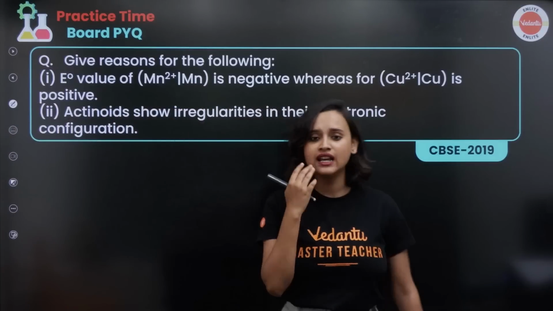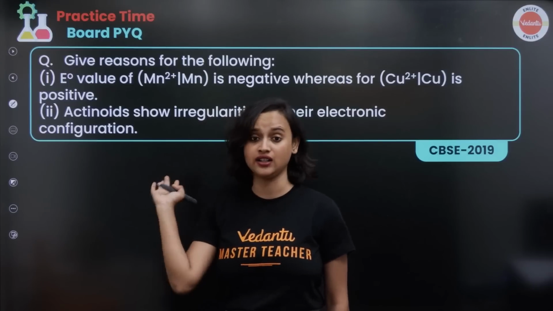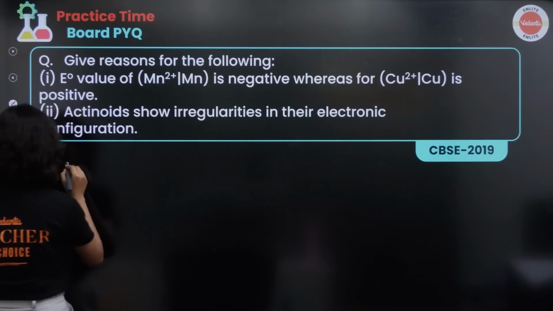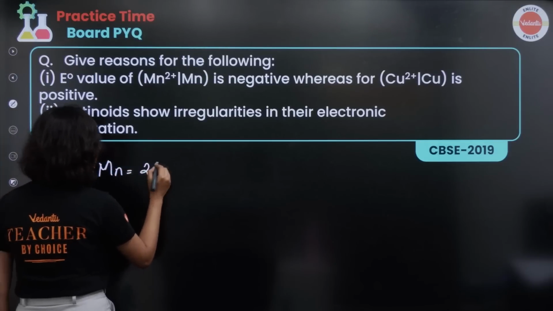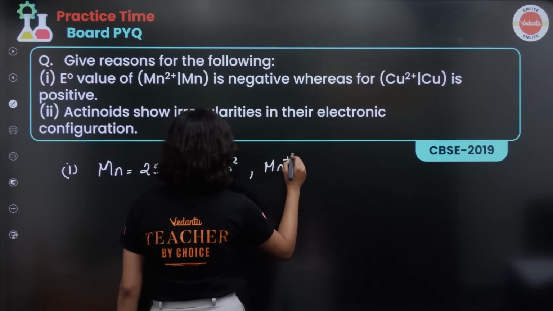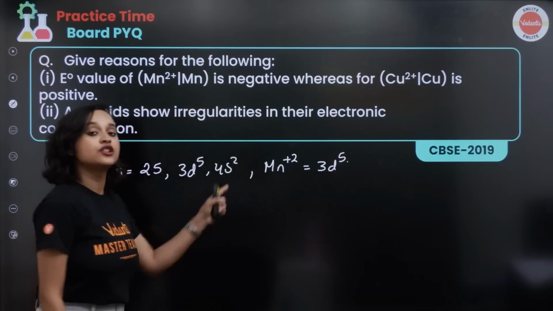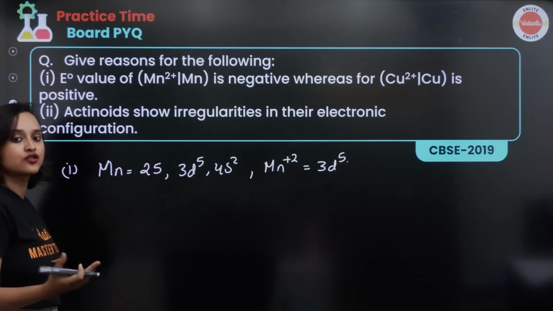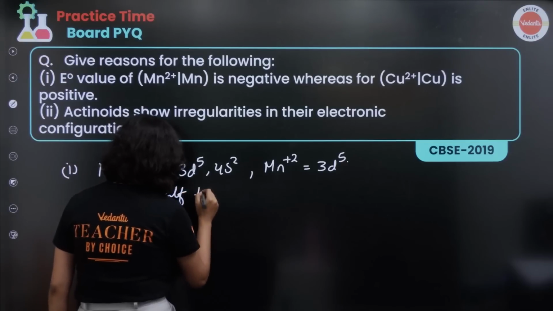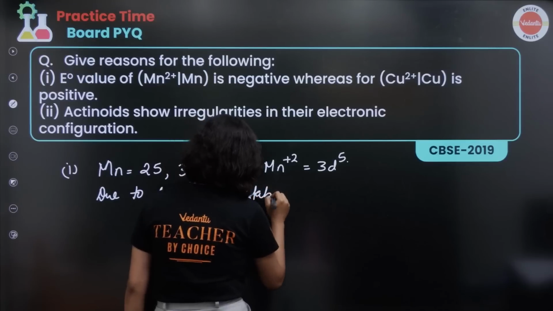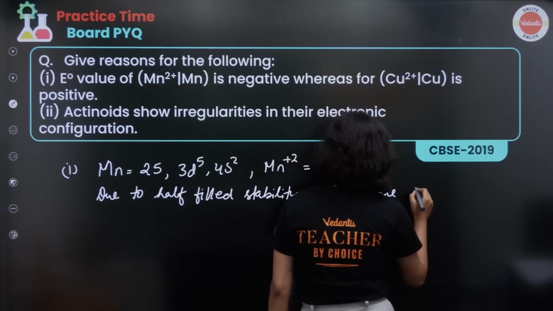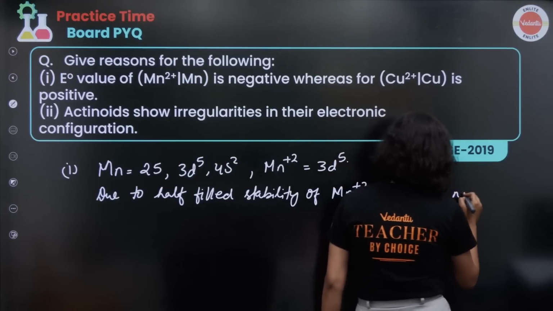Biryani is tasty. Now, this is again one more repeated question that we have studied a lot of times. E naught value of Mn2+/Mn is negative, whereas for Cu2+/Cu is positive. Check it out here. Manganese is 25, my dear student, so it is 3d5 4s2. Now, if manganese goes to Mn2+, it is 3d5. Due to the half-filled electronic configuration present in Mn2+, the E naught value is negative. Due to half-filled stability of Mn2+, the E naught value is negative.